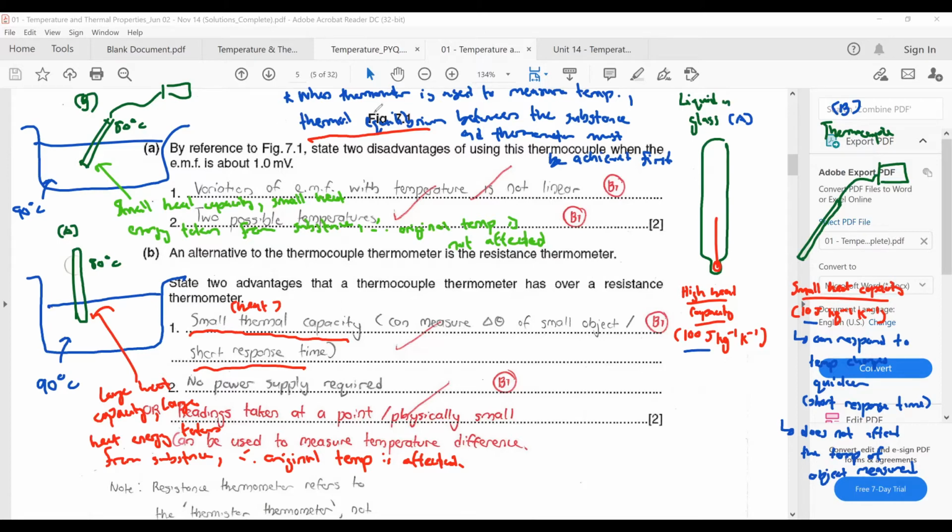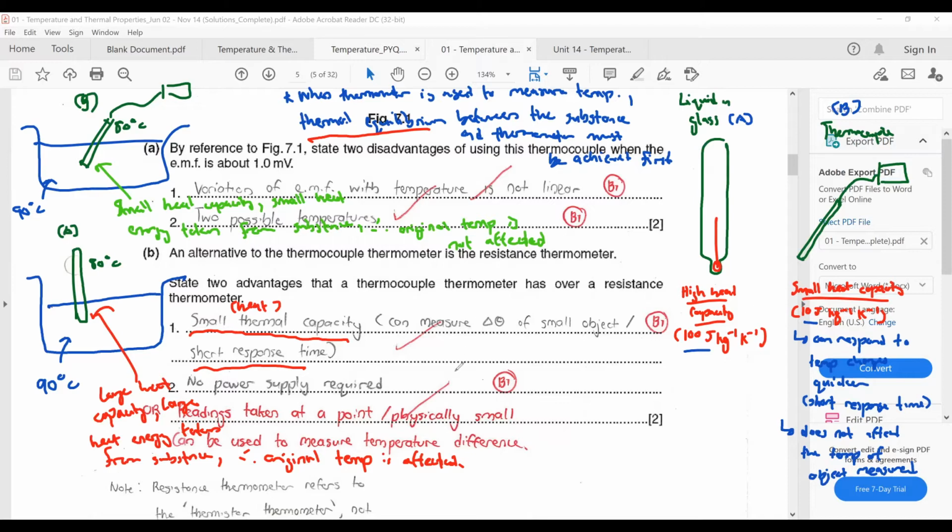Okay, but the thing is that when you put your thermometer in, you need it to reach thermal equilibrium first. It will have to draw some amount of heat energy away from the object that you are measuring. If you have small heat capacity, you're not going to take a lot of heat away, so you're not going to affect the original temperature as much. But if you have large heat capacity, you are going to draw a lot of heat away from the substance. You're going to affect the temperature. Okay? So that is one of the reasons why we like something with small heat capacity. It will have short response time. It will not affect the temperature of the object measured.